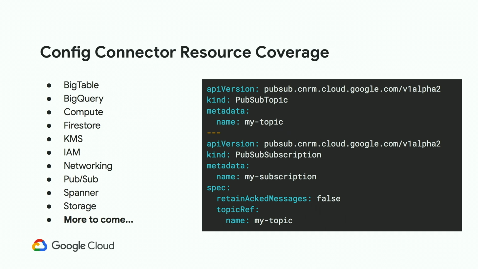And in this example, you can see in the subscription's spec, we have a field called topicRef. And in topicRef, we say the name is my topic. And that's saying this subscription is associated with that topic. And that's just an example of how these configurations work in the way you would expect a Kubernetes resource to work. And in terms of what resources are supported, we support resources from all the services listed there, notably compute, Spanner, storage, and resource coverage is expanding.